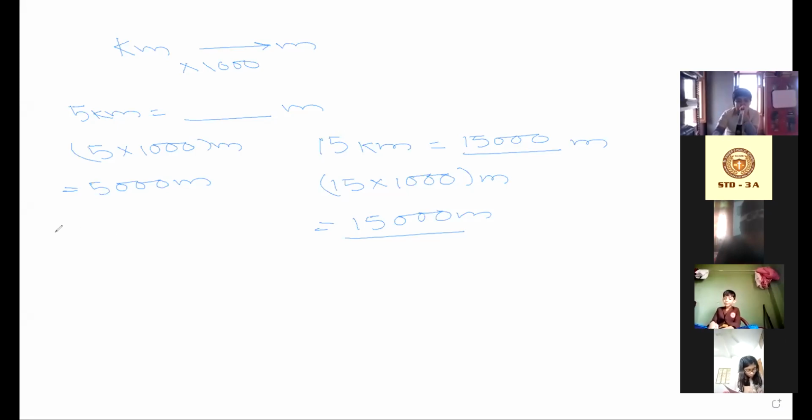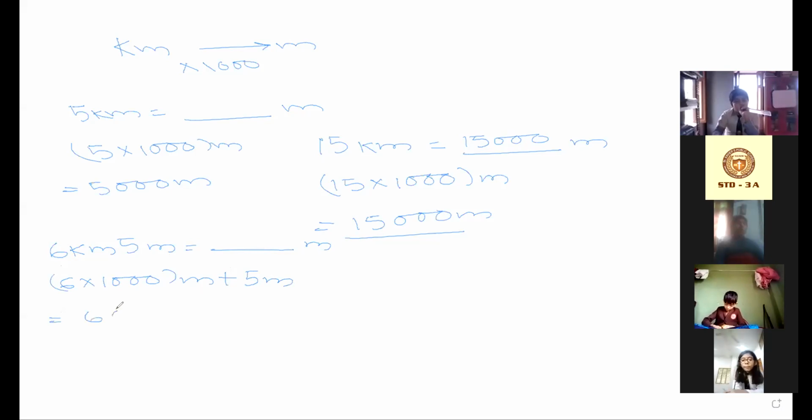Kilometer. Let's take another example. Suppose 6 km and 5 meter, and you need to convert this into meter. Look, some portion is in kilometer and some portion is in meter, and you have been asked to convert the whole thing into meter. The portion in kilometer, we will first convert into meter: 6 into 1000 converts it to meter, plus what is already in meter we add, plus 5 meter. So this becomes 6 into 1000 meter plus 5 meter equal to 6005 meter. Is that clear?